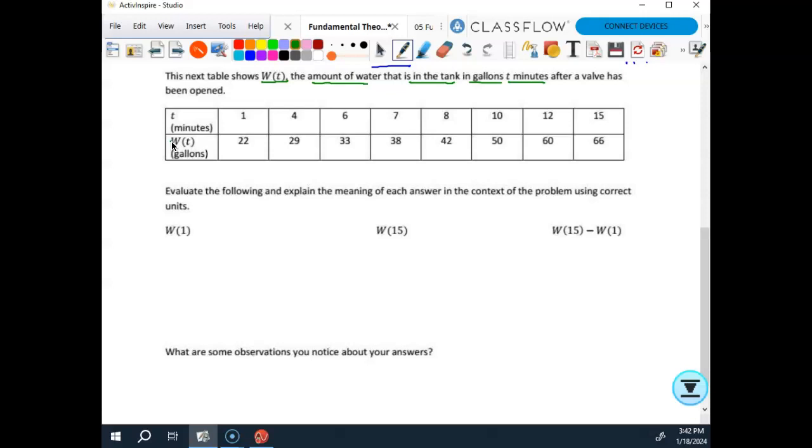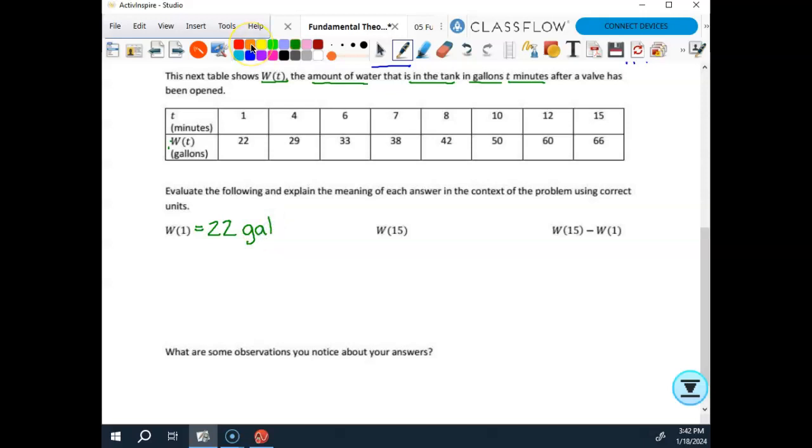So it says to evaluate the following and explain the meaning of each answer in the context of the problem using correct units. So W of 1. So this is W, t is 1, W of 1 equals 22. But not just 22, it equals 22 gallons. Okay, so what does that mean?